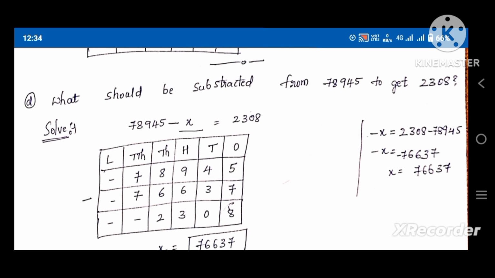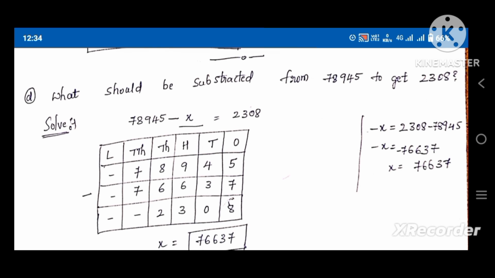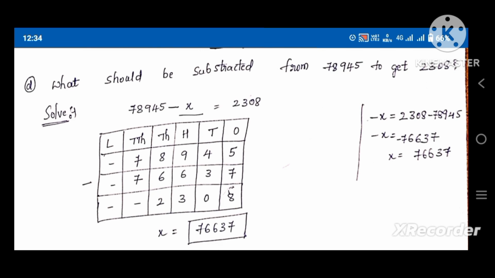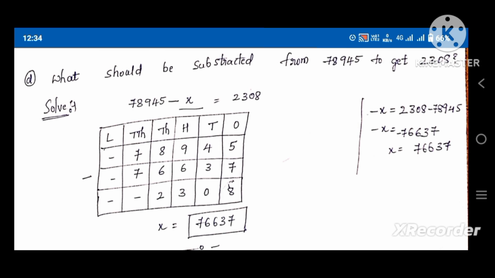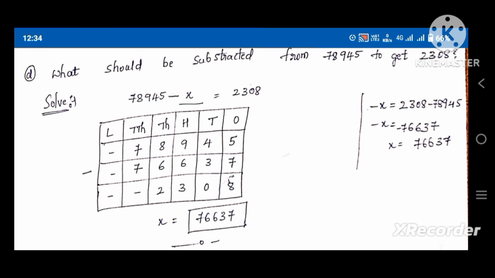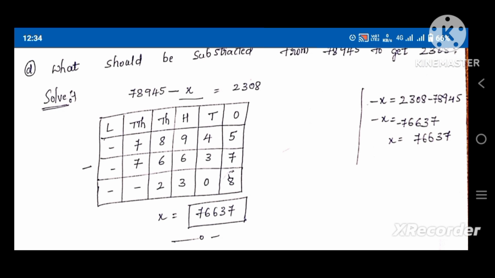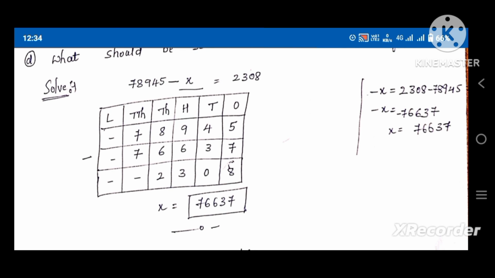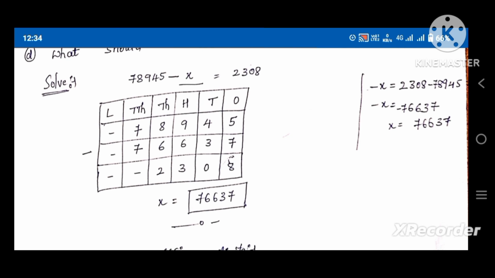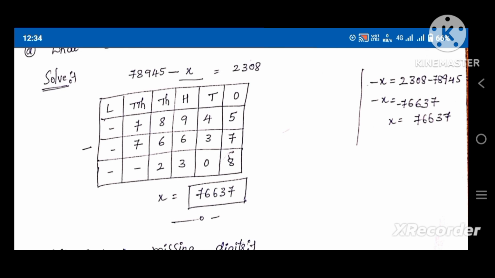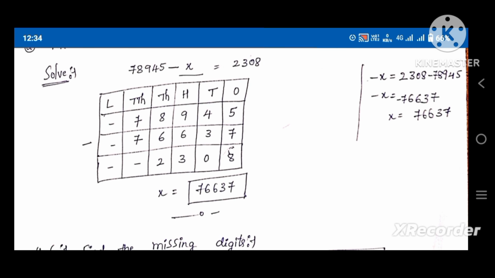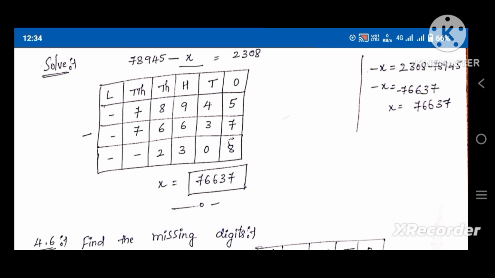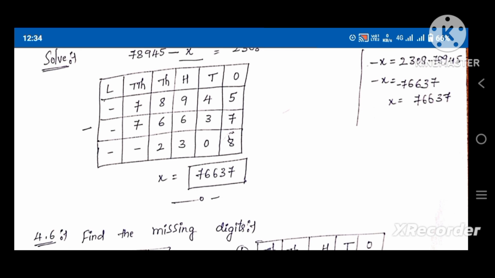Question number D. What should be subtracted from 78,945 to get 22,308? Solve. 78,945 minus x is equal to 2,308. When we solve this problem, we get the answer 76,637.